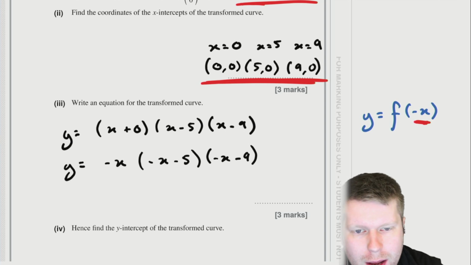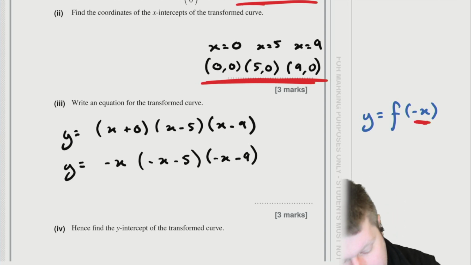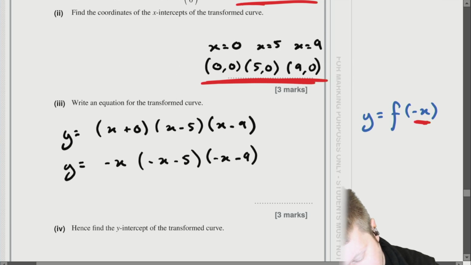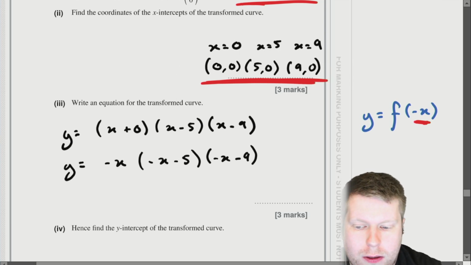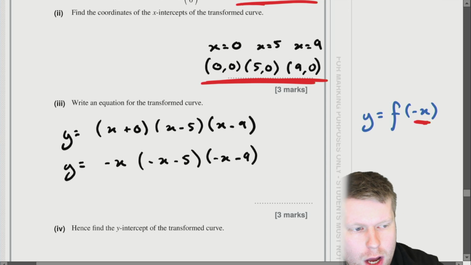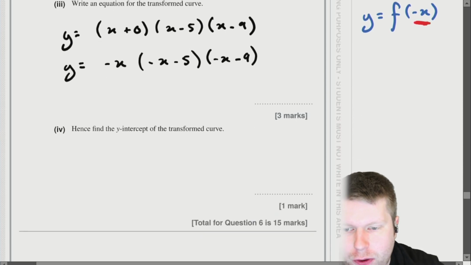So as a result, I do my translation. So I'm simply just using the roots up here, and then obviously I'm making these negative. So these should be the final answers here. Okay. All right, good. Hence, find the y-intercept.